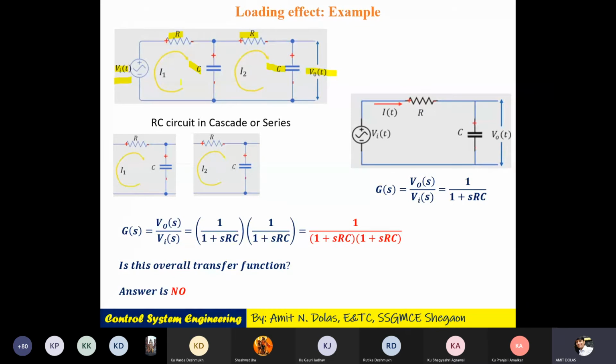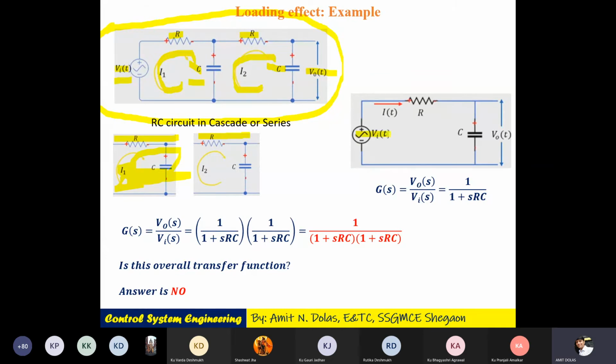If we apply KVL, there will be two current loops, I1 and I2, both passing through the middle capacitor C. Now, what we did here, you can see the separate RC pairs, two cascaded. One pair of RC, and this second pair has been cascaded in the electrical system.